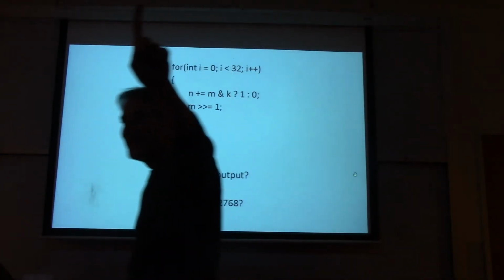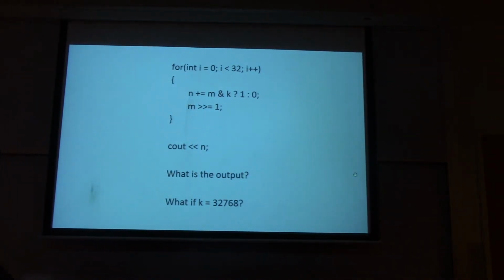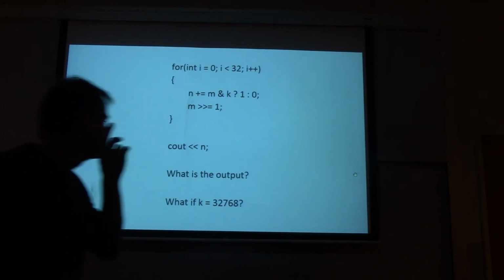Because that's just 2 to the 15th, which means it's a single 1 in that 15th bit. We turned it off, we put all the 14th on, that's why we knocked it down to 32,767.